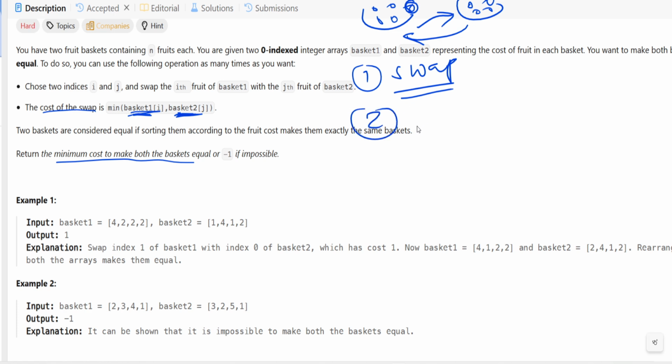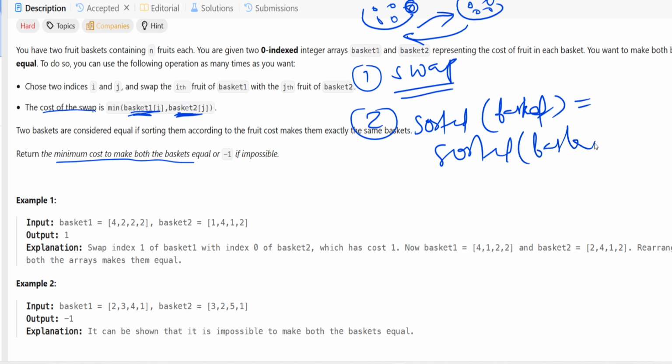Another thing the question is saying is that after enough swapping is done, if we sort basket 1, it should be equal to the sorted basket 2. This is 1, this is 2. So both should be equal. Understand? This is what the question is saying.